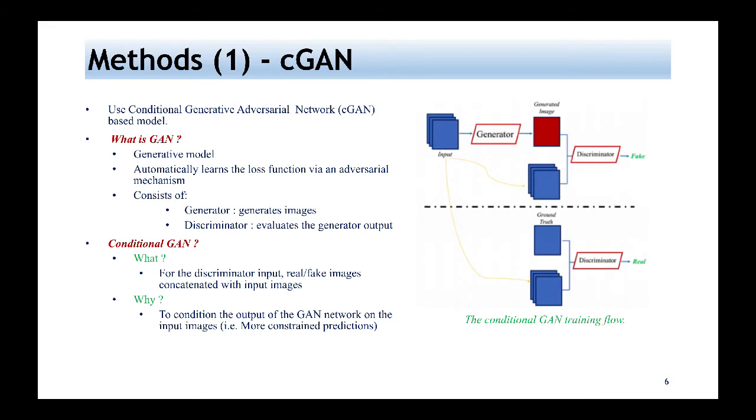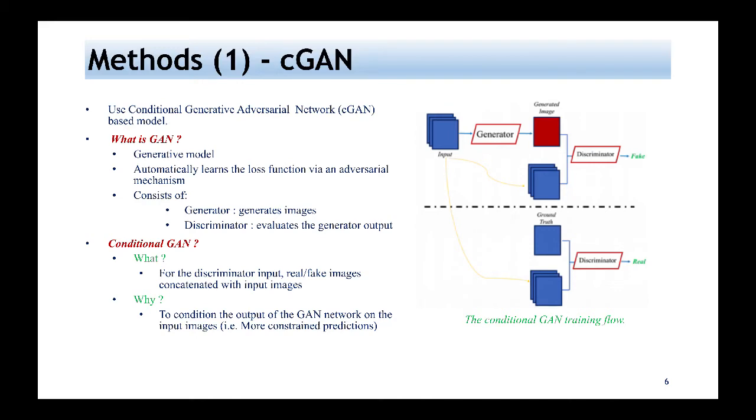For our generative model, we used conditional GANs, Conditional Generative Adversarial Networks, or CGAN for short. Generative Adversarial Networks are generative models that automatically learn the loss function via an adversarial mechanism. It consists of 2 main parts, a generator and a discriminator. The generator generates images, and the discriminator evaluates the generator output.